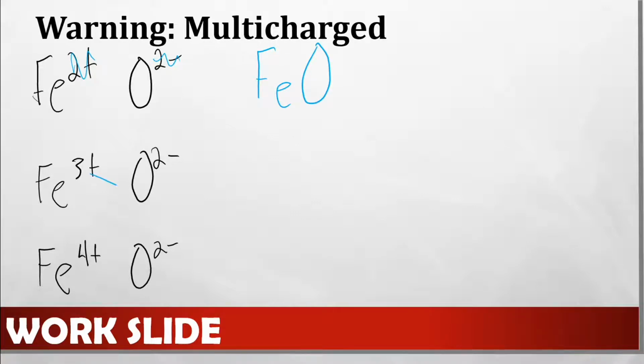Now the next one doesn't cancel, so it does not simplify, so I go right to crisscross, and I have Fe2O3.